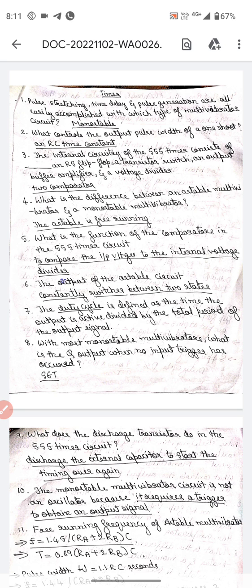First question is pulse stretching time delay. Pulse stretching, time delay and pulse generation are all easily accomplished with which type of multivibrator circuit? So that is a monostable. Remember, it is a monostable.